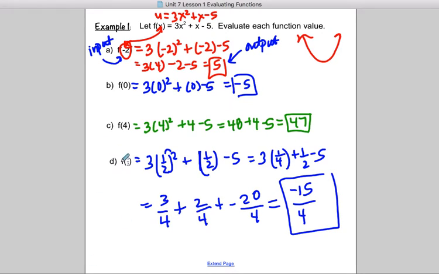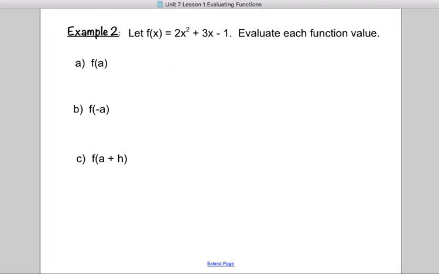So this is function notation. It's telling us what x value to plug in, and then we're getting out a y value. Example 2. Now we're plugging in not numbers, but variables. So we need to plug in our variables and we need to simplify.